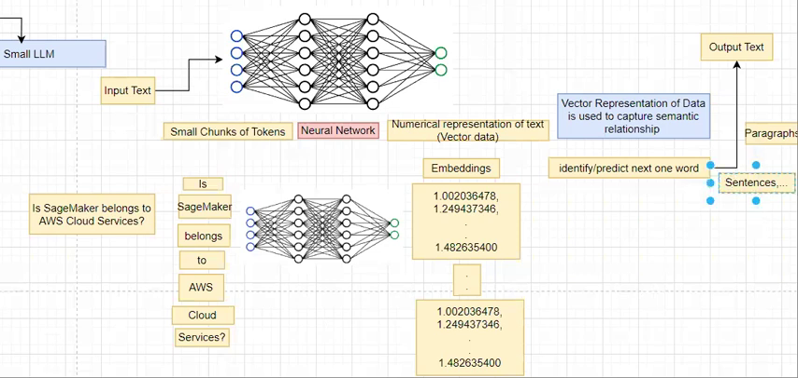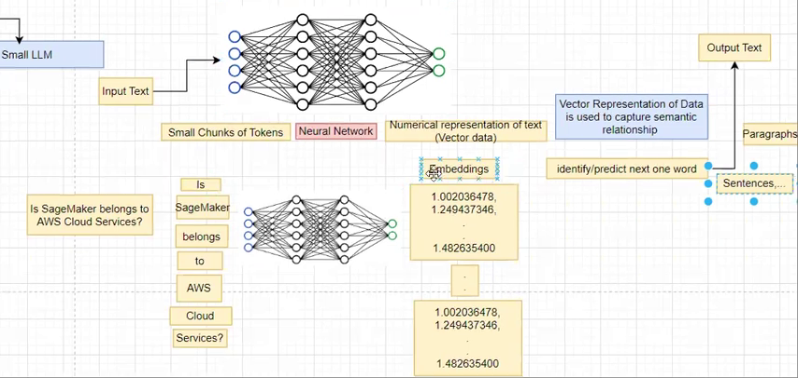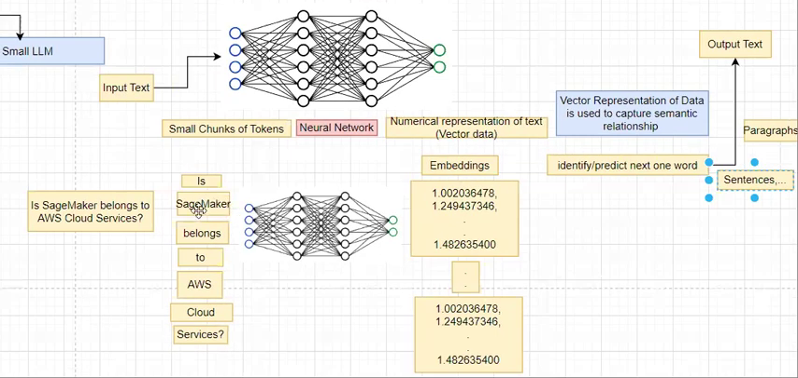You can see here, so each word, you can see each is represented by these many numerical values. You can see in between there is a so on as well. So based on the parameters and semantic relationships, these values will be defined. So what is the relation to SageMaker, relation to AWS, relation to cloud, relation with respect to service.